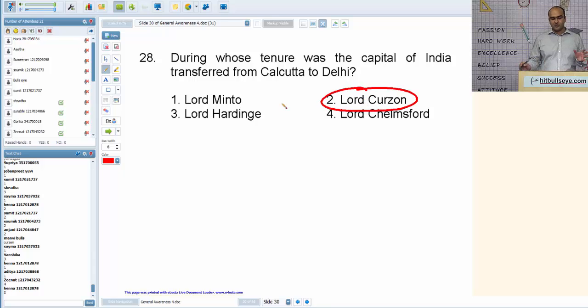Yes, Lord Curzon is also related to this particular move, but he announced the shifting of capital from Calcutta to Delhi, right? When this transfer actually took place, that is in 1912, Lord Hardinge was the viceroy at that particular time, right? So the correct answer to this question is 1912.